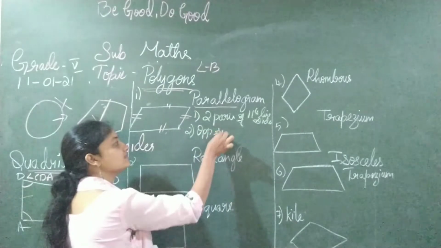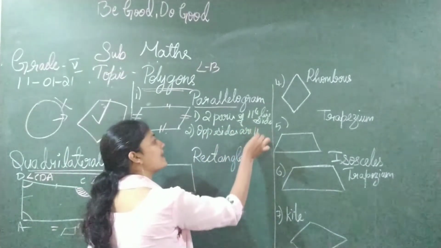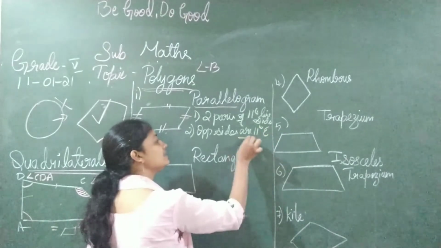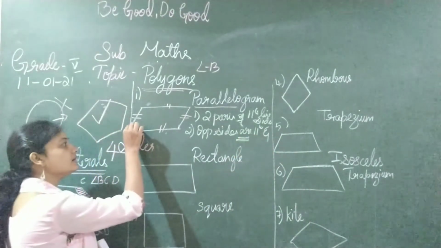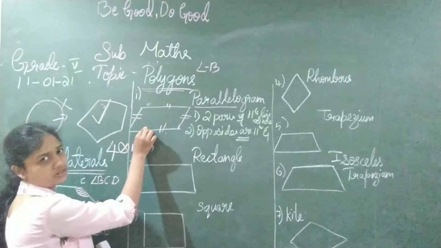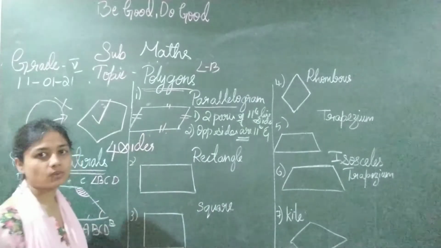opposite sides are parallel and equal. Fine? And these are the main two properties of the parallelogram. Now let's go for the next one.